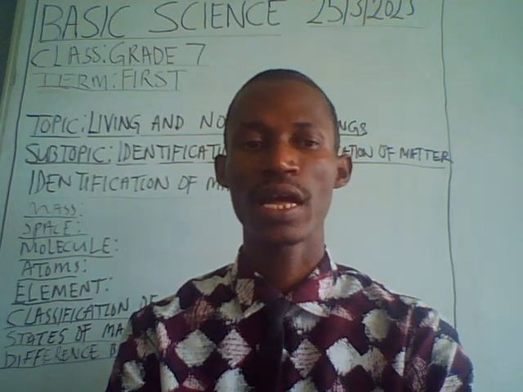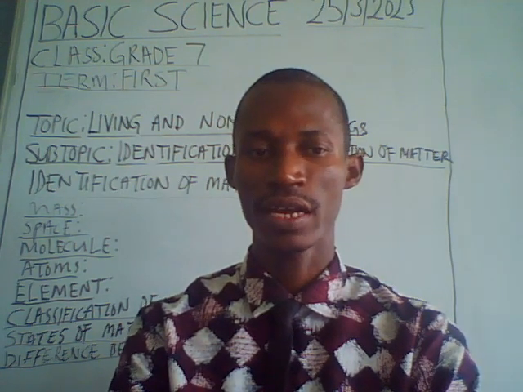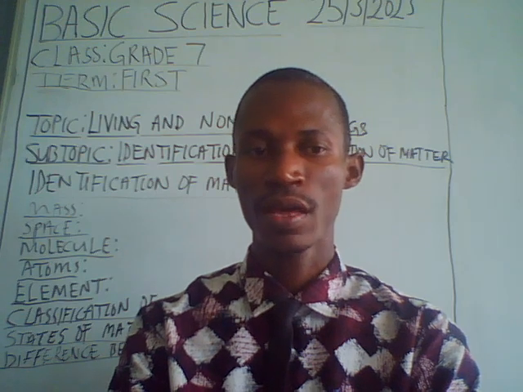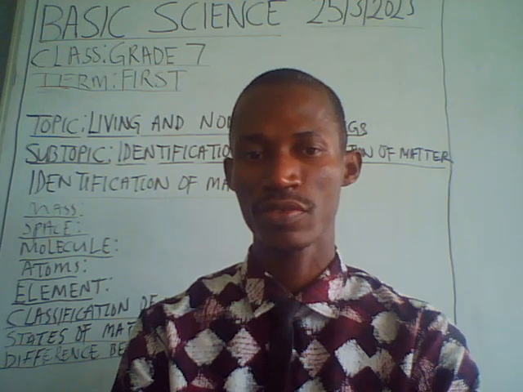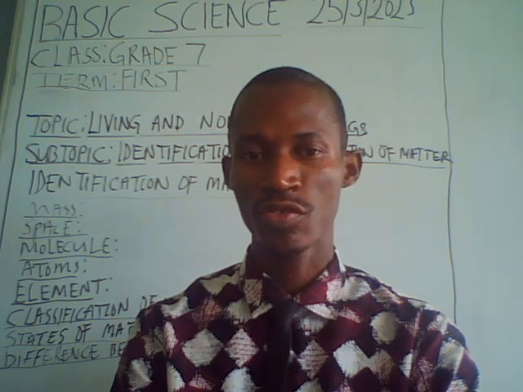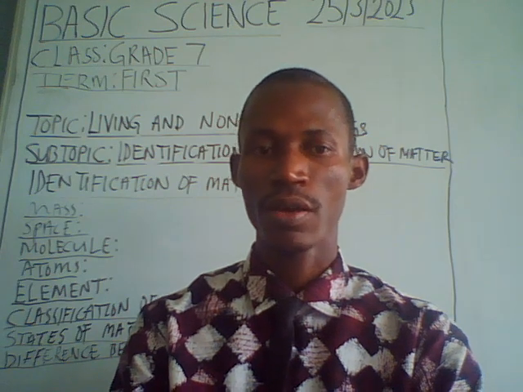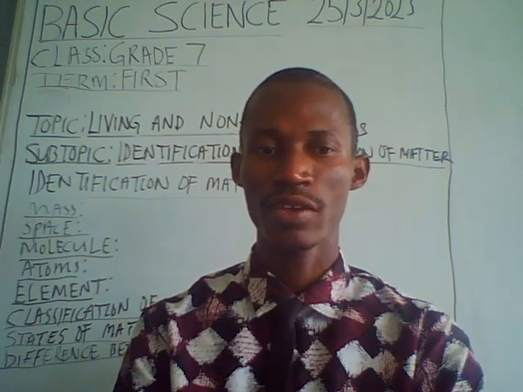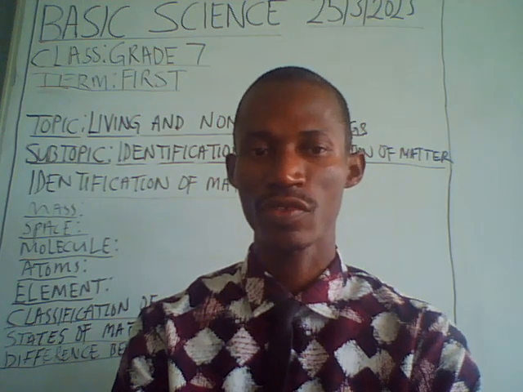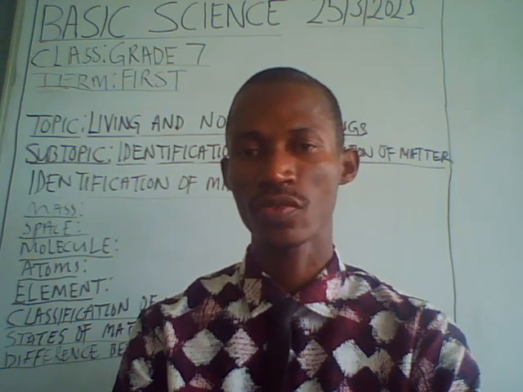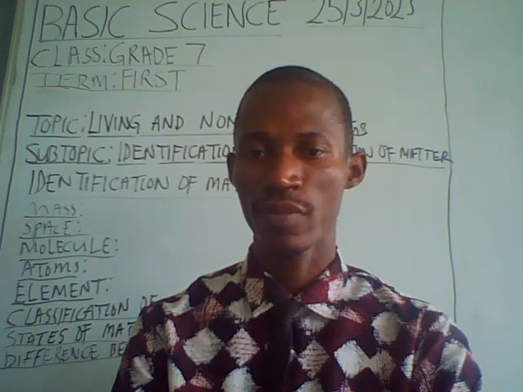Okay, good. Now let's look at classification of matter. How do we classify matter? Matter has various similarities and dissimilarities. Due to these variations, it is very hard to study the matter around us individually. So matter is classified into states, which are the solid, liquid, and gaseous states. These three are called the states of matter.